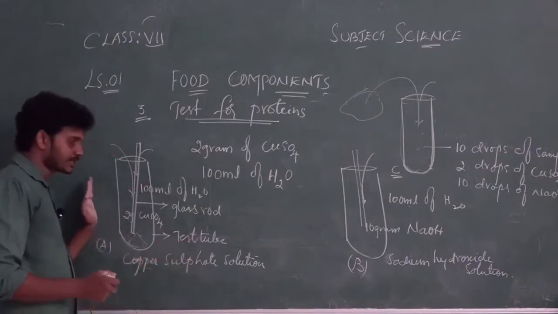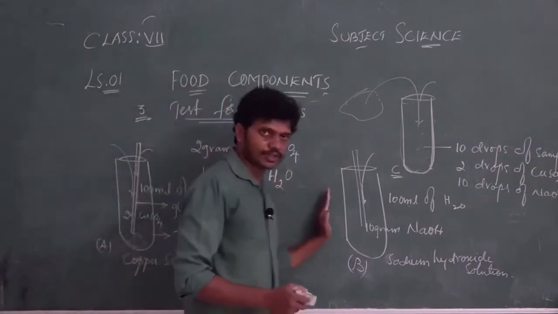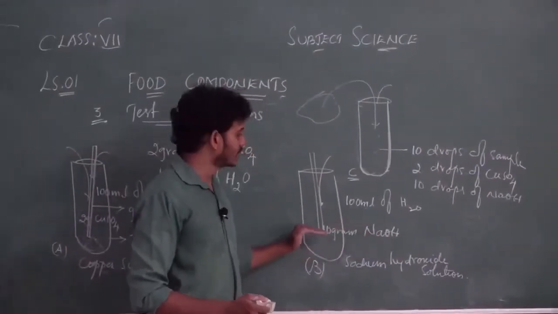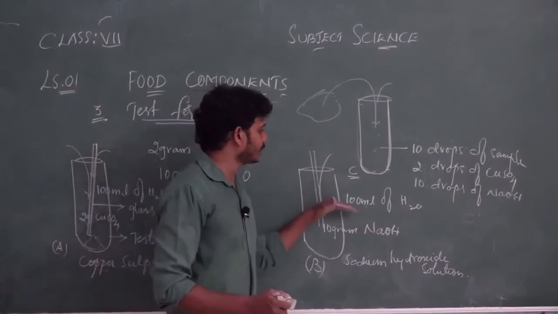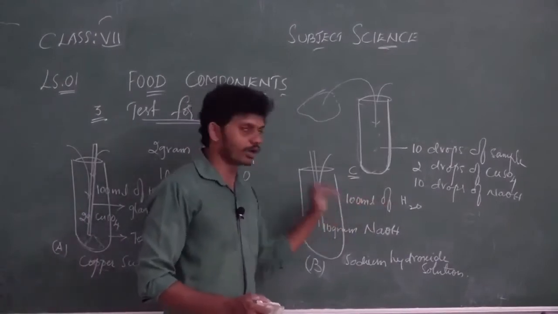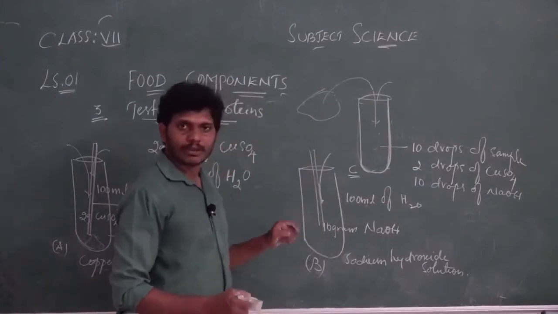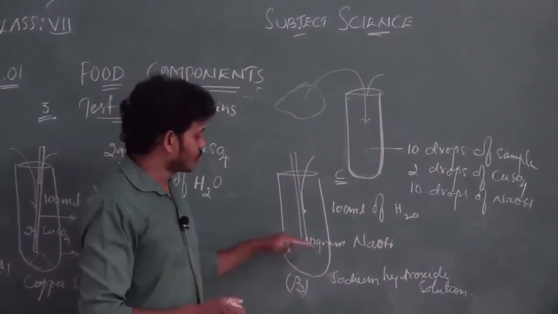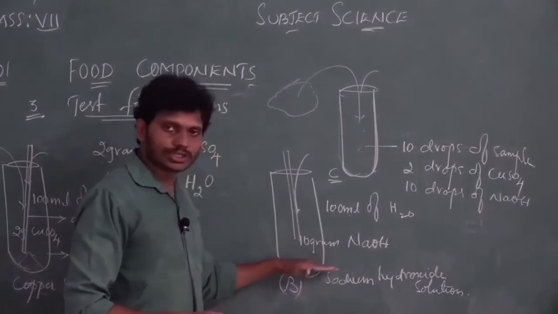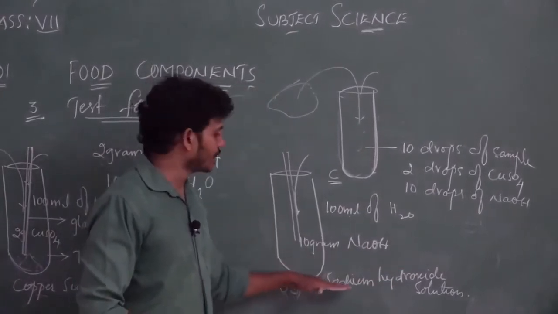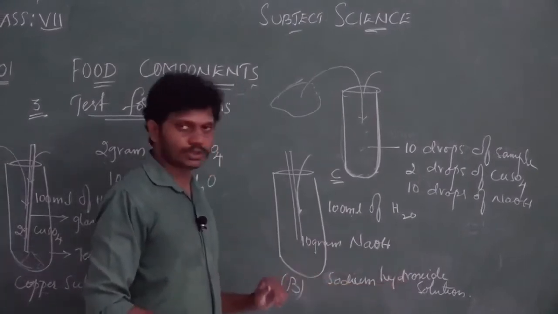Keep this separately. And this is the other test tube. Here you are taking 10 gram of sodium hydroxide. To this you are adding 100 ml of water. Mix it thoroughly again, so we get a solution. Which solution is that? 10% sodium hydroxide solution.